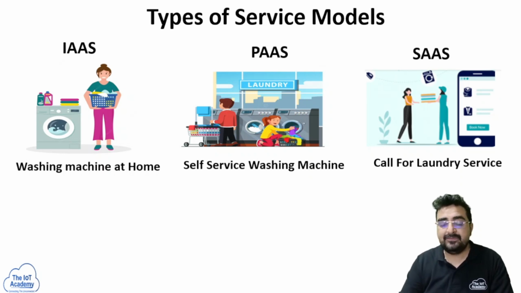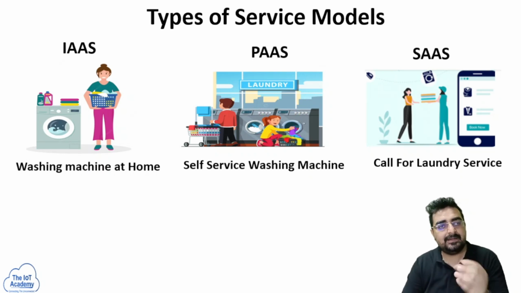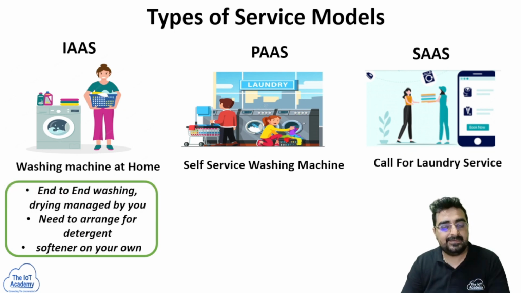So in infrastructure as a service, we are managing only the infrastructure. We are managing the washing machine, we are managing electricity, everything is managed, meaning we are managing the infrastructure. So we are using infrastructure as a service, and the remaining things we do on our own, like end-to-end washing and drying managed by you. We need to arrange for the detergent and software. Same in the cloud, we will use only the infrastructure.